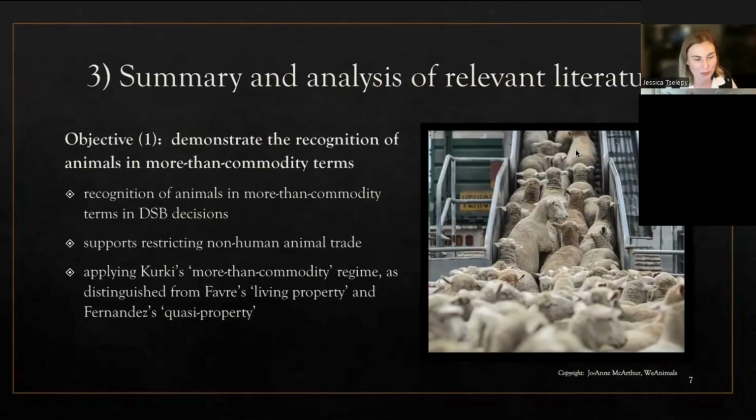Okay, so the first objective of my thesis, as mentioned before, is to demonstrate the recognition of animals in more than commodity terms within the WTO regime. And this would involve, first, a recognition of animals in those terms in DSB decisions specifically. Second, it would support restricting animal trade. And third, it would involve applying Kirky's more than commodity regime. And then I distinguish this from two kind of similar works in the animal law space, so Faber's living property and Fernandez's quasi-property, and why I ultimately lean towards Kirky's as a descriptive tool for my thesis.